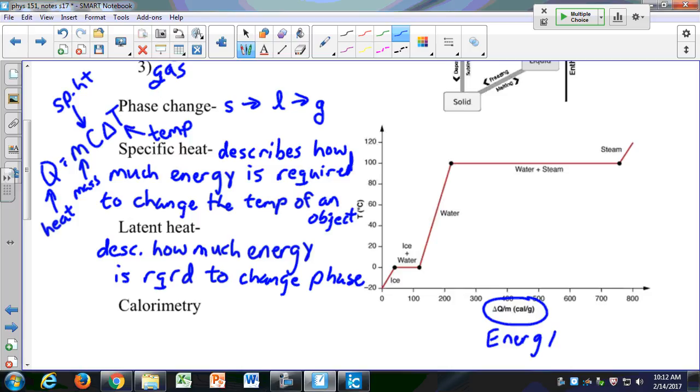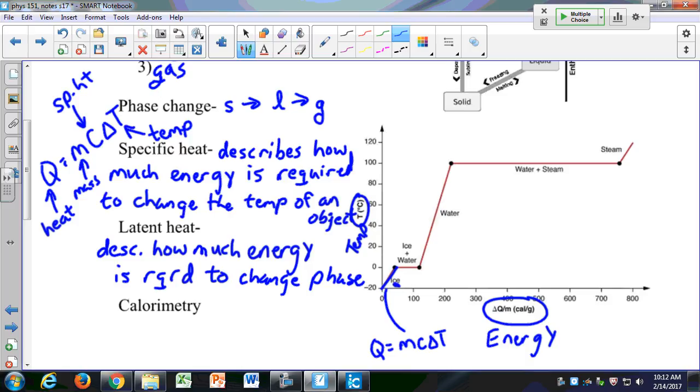So, if we think about this as the amount of energy that goes into a substance, and then this is the temperature. If I start with ice right here, as I put energy in, the temperature increases. And we can calculate the amount of energy. That's this Q equals mc delta T.